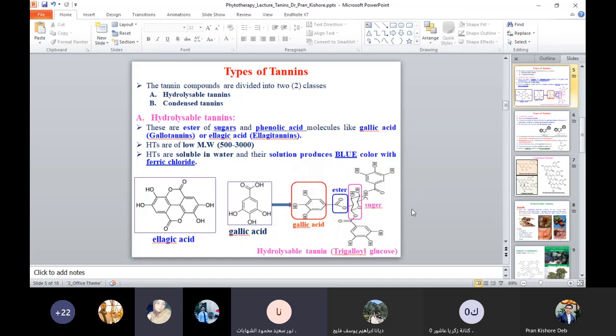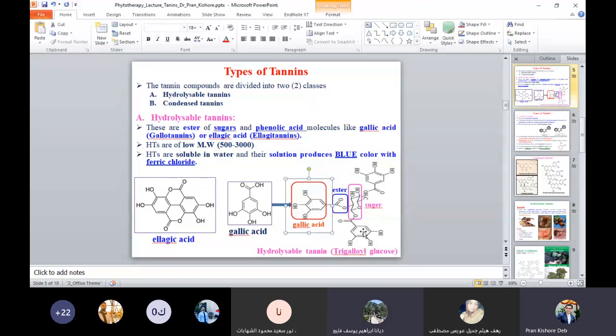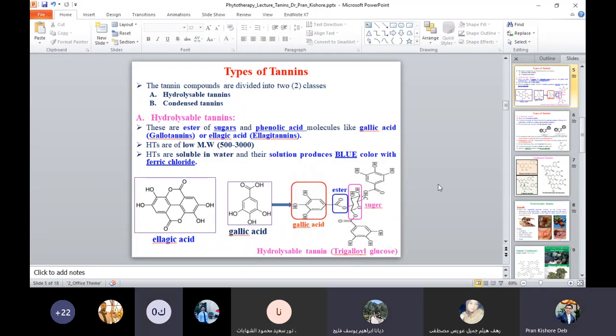Three ester bonds, yes. And how many phenolic acids? Three phenolic acids. Yes. So the number of ester bonds will depend on the number of phenolic acids, correct? So one phenolic acid here, one here at the bottom, one at the top. Can you see there are three phenolic acids? What is the name of the phenolic acid in this product? Gallic acid. So you see the three gallic acids attached to one sugar, by forming how many ester bonds? Three ester bonds.